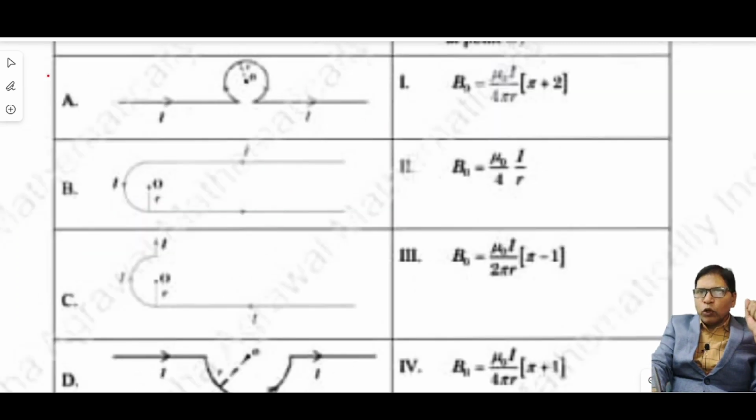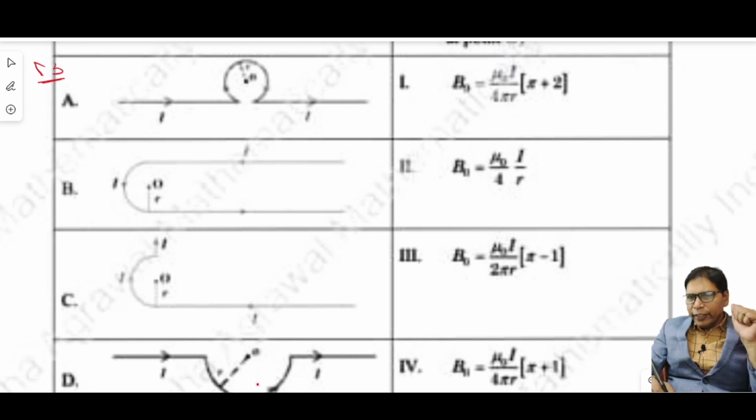Look at this, this is question number 13 and this is a matching type question. This is a semicircular conductor. We have to calculate the magnetic field at this point. The magnetic field due to a semicircular conductor at the center is equal to mu naught I by 4 R. So this is D.